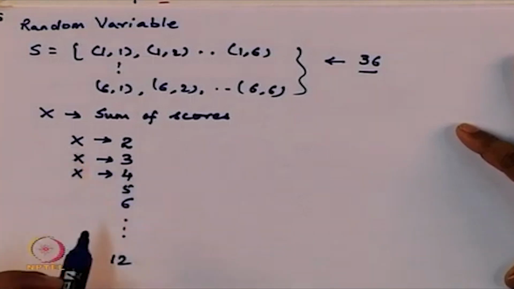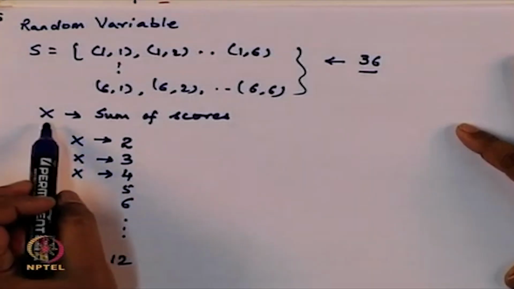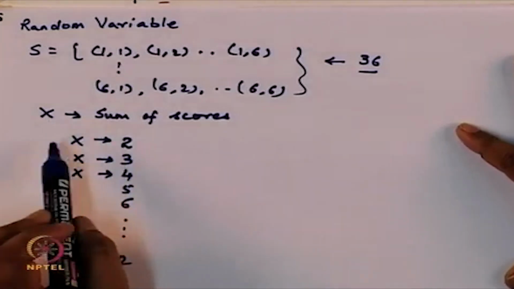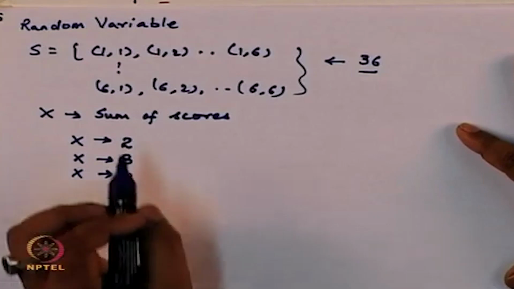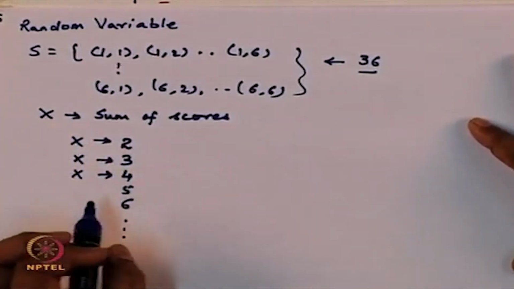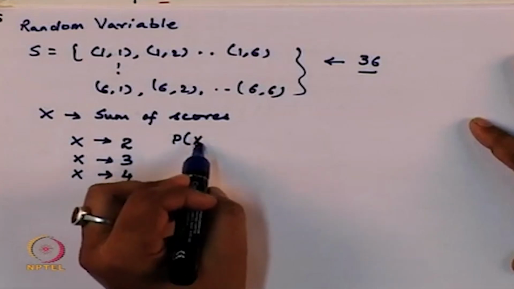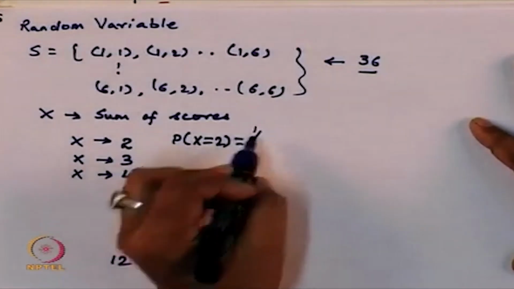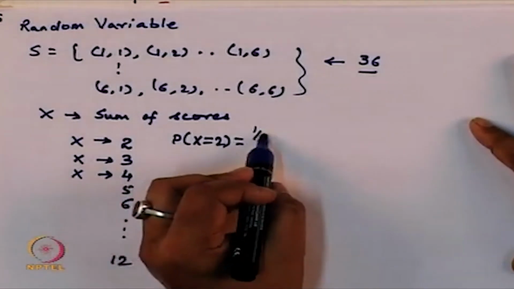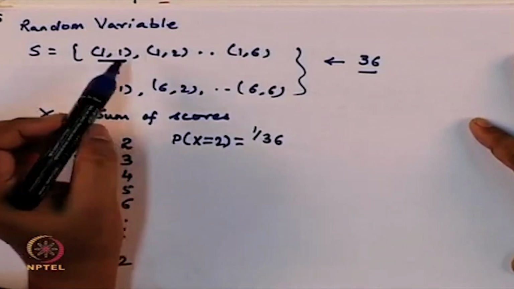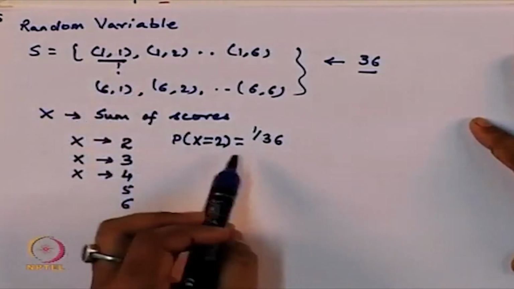Okay. So, x is a random variable. This is an example of a random variable, and we have defined the random variable in this particular case as the sum of scores. Okay. So, I can actually compute the probability of each of these events. I can compute the probability of x equal to 2, which is nothing but 1 by 36, because you have only this particular combination which gives you a value of 2.